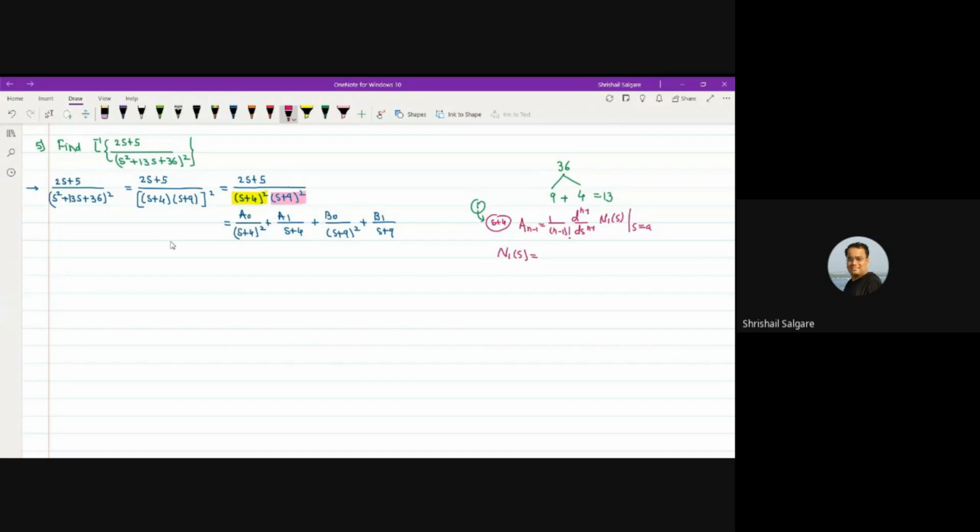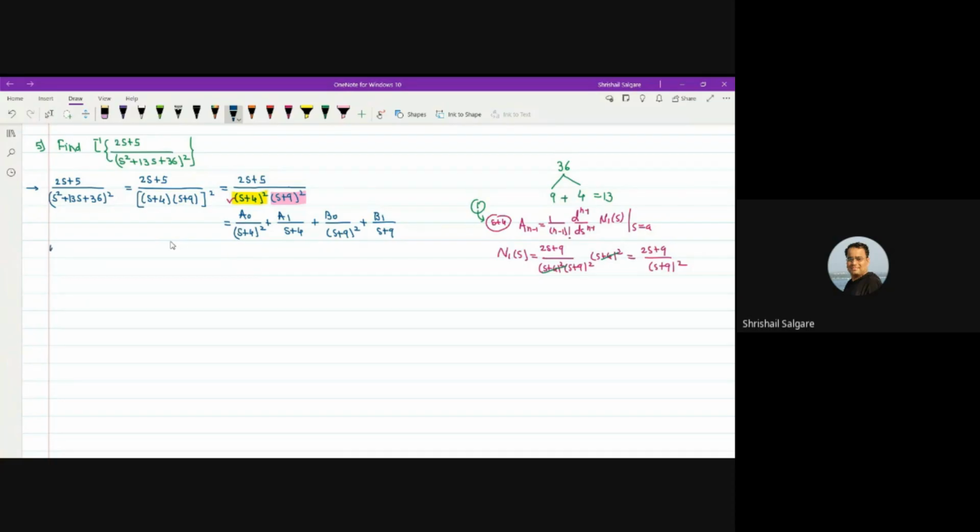1 upon (s plus 4) square, (s plus 9) square. So we get (2s plus 5) divided by (s plus 4) square times (s plus 9) square. Now what should I multiply by? A_0 of s, the (s plus 4) square factor. Why (s plus 4)? Because it's a square. The remaining is (2s plus 5) divided by (s plus 9) square, because these two factors get cancelled. Okay, first I will calculate these two.